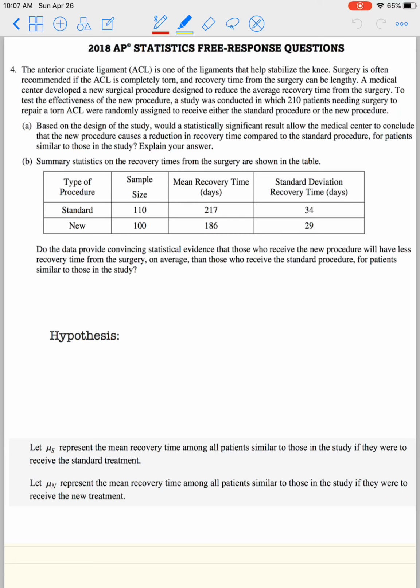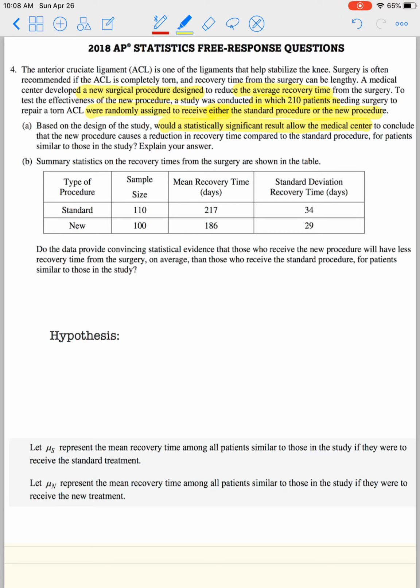A medical center developed a new surgical procedure to reduce the average recovery time for the surgery. To test the effectiveness of the new procedure, they took 210 patients and randomly assigned them to receive either the standard procedure or the new procedure. Based on the design, would a statistically significant result allow the medical center to conclude that the new procedure causes a reduction? Explain your answer.